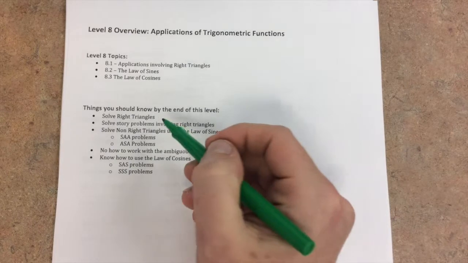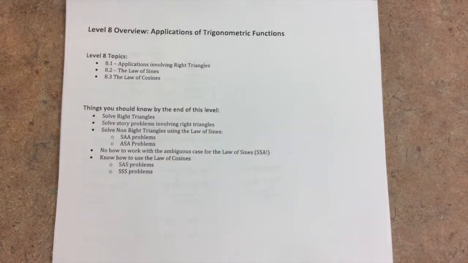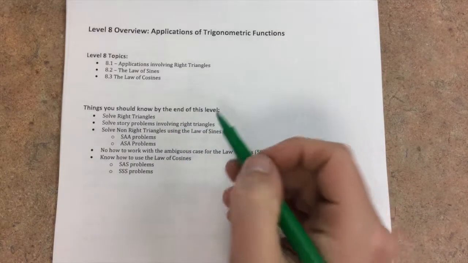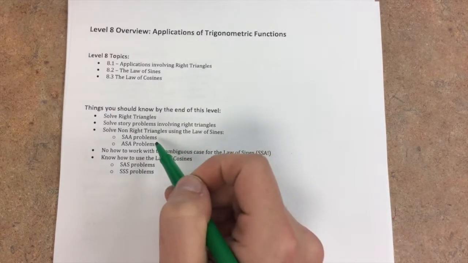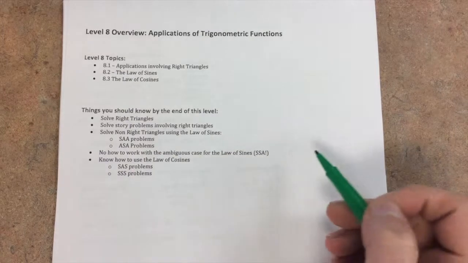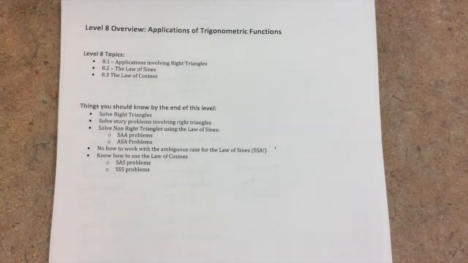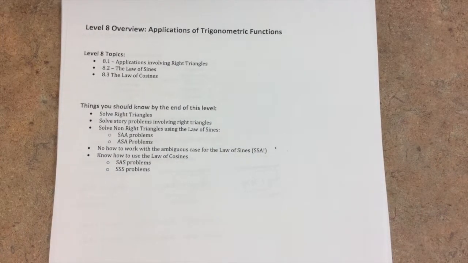So things you should know: right triangles, you should be able to solve those. You should be able to solve any story problems with right triangles. Plus, use the law of sines with side angle angle and angle side angle. We will talk about something called the ambiguous case that comes up with the law of sines, and then we will know how to use the law of cosines. All right, so let's get into it with 8.1 involving right triangles.